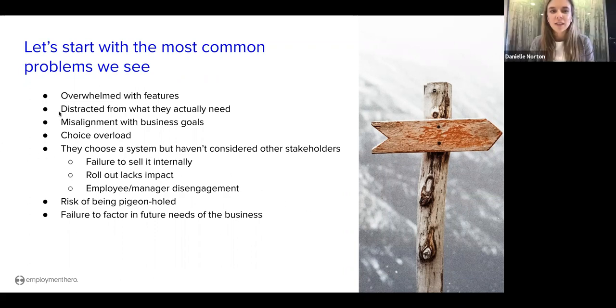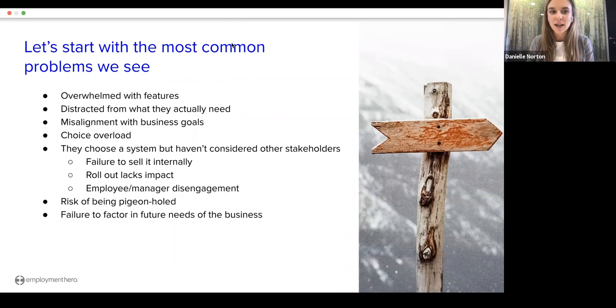Yeah, absolutely. Just a couple other things that we commonly see is choosing a system but not having considered other stakeholders and not including their priorities. So really engaging those stakeholders throughout the process is super important. Another thing we often see is the risk of being pigeonholed. We come in with an idea and this is all that we want, but then don't realize the other impacts it can have on the wider business.